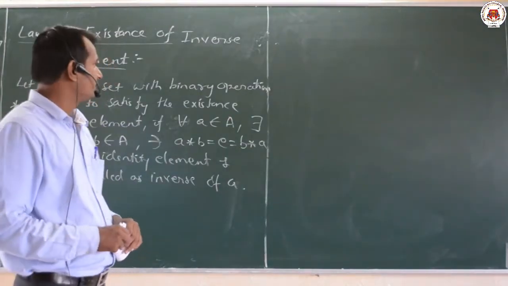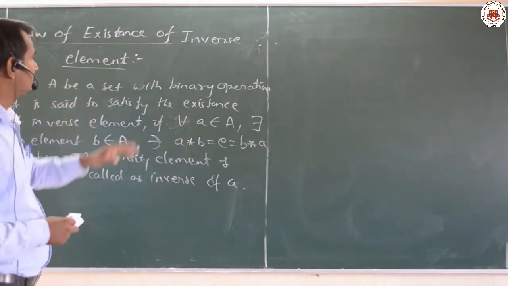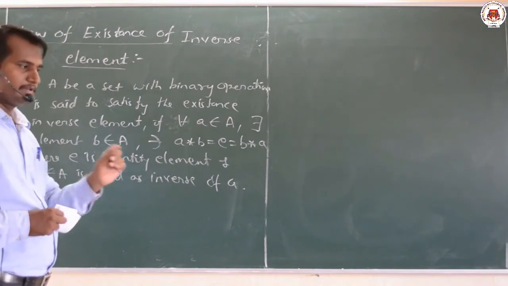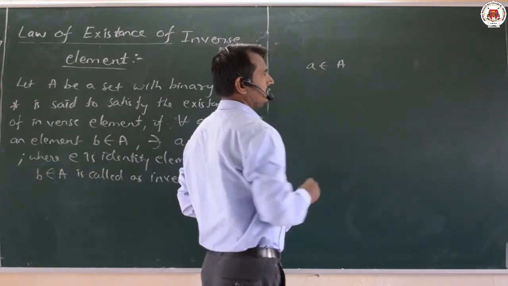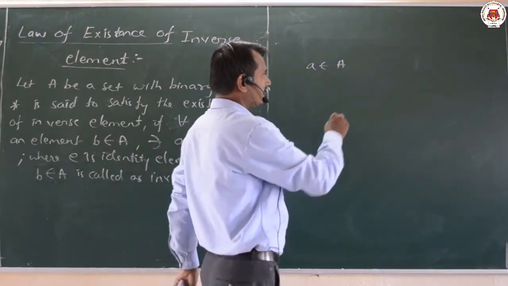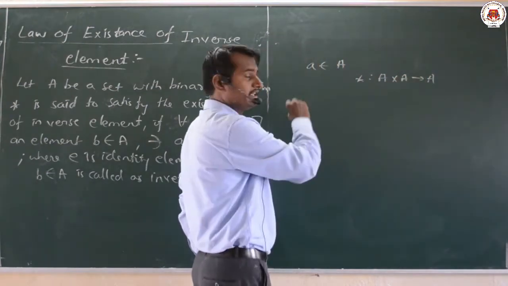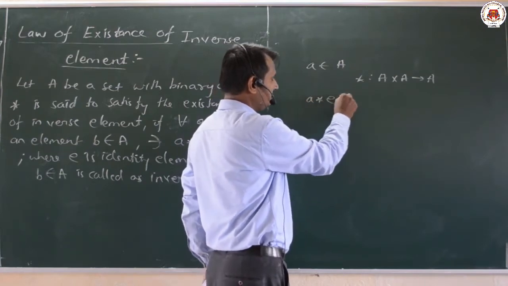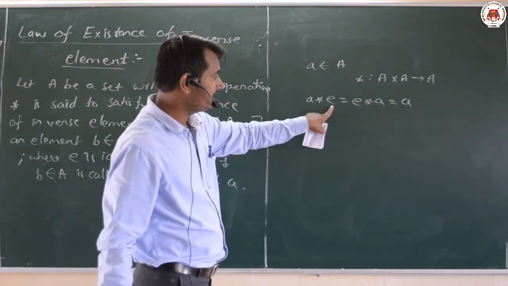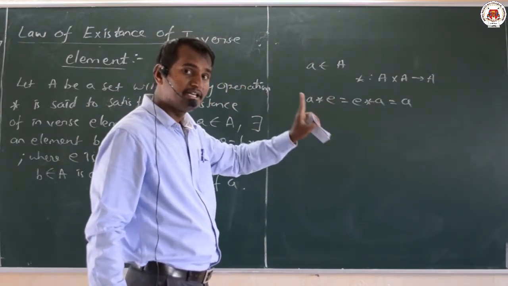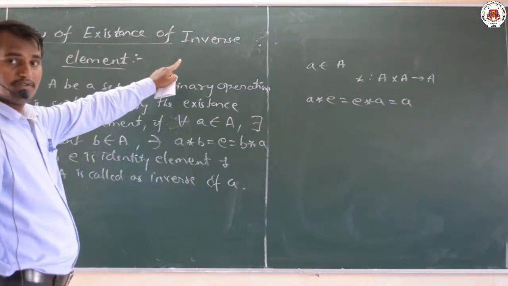Hello dear students, now let us move on to the last property related to our binary operation, that is the law of existence of inverse element. Previously we had seen the existence of identity. A belongs to the set A, and we are defining a star from A cross A to A. The existence of identity is A star E equal to E star A equal to A. The value should be A only. Here the element E is called the identity element.